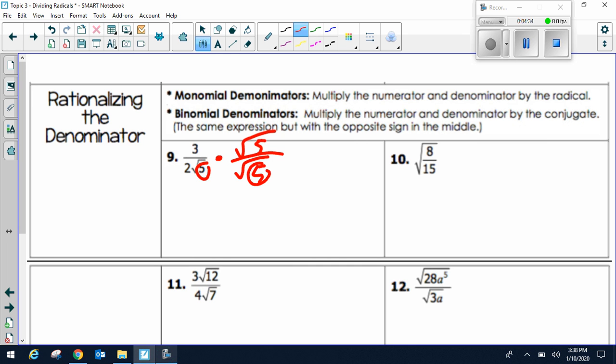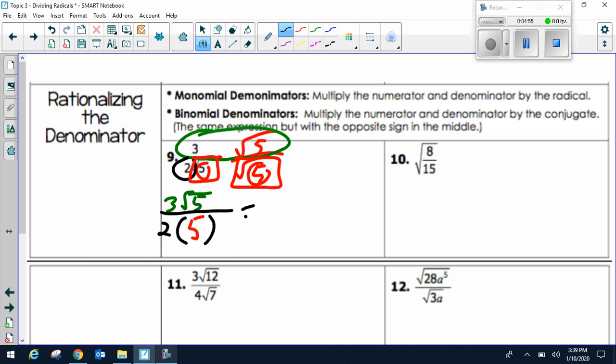When you do that, these two things go side by side, so you get 3 square root 5. On the bottom, this 2 stays out here, and what happens to the radical when you do square root of 5 times the square root of 5, it just drops that radical and makes it 5. So my final answer would be 3 square root 5 over 10.